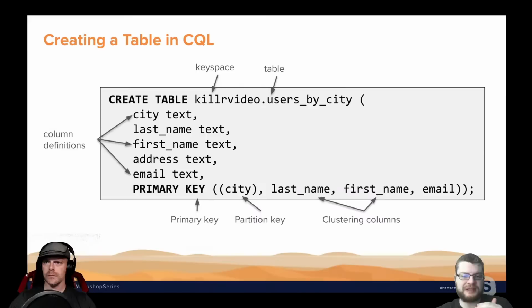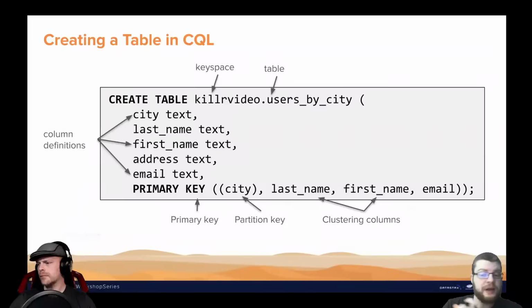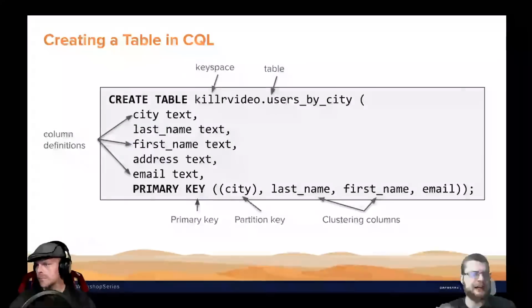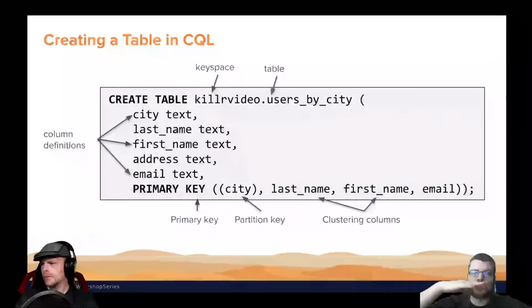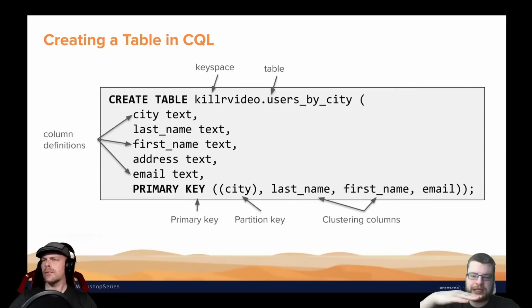So for that table, it's going to be divided up by city name. Phoenix is going to be in one partition, Seattle's in another, from our example back there. Then we have our last name and our first name, which are our clustering columns. We also have email in there. We'll jump into why we threw email in there in a few minutes, but there's actually a really good reason for that. So we have last name and first name as our clustering columns, or the way we're ordering the data in the partition itself.